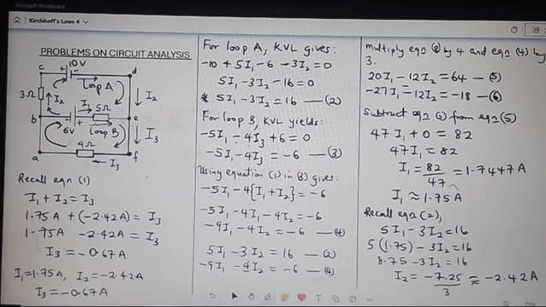So you see how simple it is to use Kirchhoff's laws to find the values of currents. Once you know the law, know how to apply it, then solving for current becomes a very simple issue. So this is just one problem.